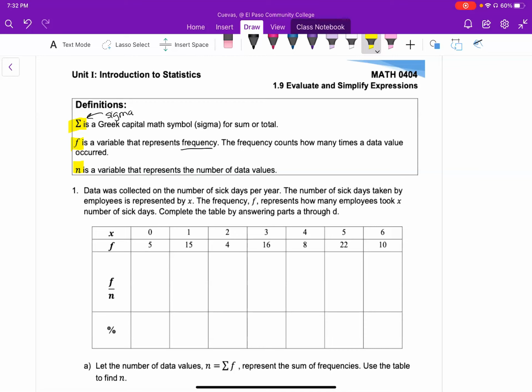Let's analyze. It says number 1, data was collected on the number of sick days per year. The number of sick days taken by employees is represented by X. The frequency represents how many employees took X number of sick days. Complete the table by answering parts A through D.